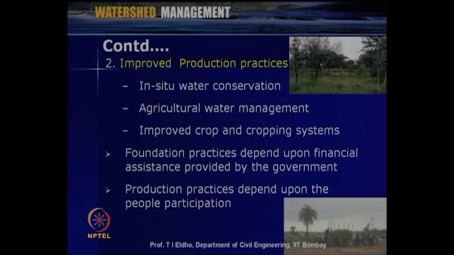As far as foundation practices are concerned, we have to invest a lot of money and resources in the watershed. So we need financial support and assistance from the government, whether state or local governments, and also the various NGOs. As far as the production practices are concerned, this depends upon people's participation. The area of the watershed will be held by farmers within the watershed. So to have better agricultural management or better production, the people within that watershed should cooperate with the watershed management plans.